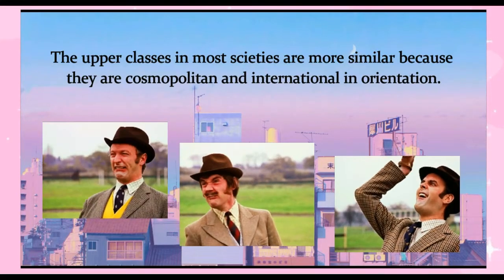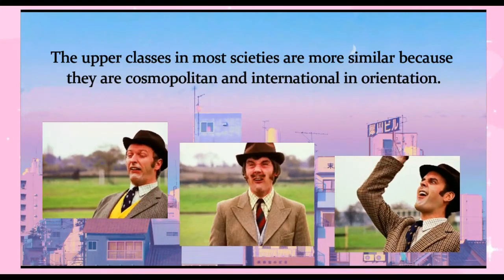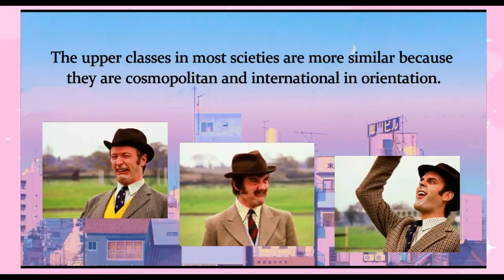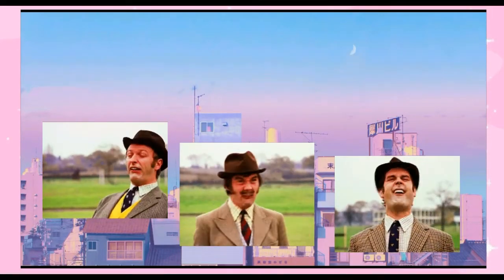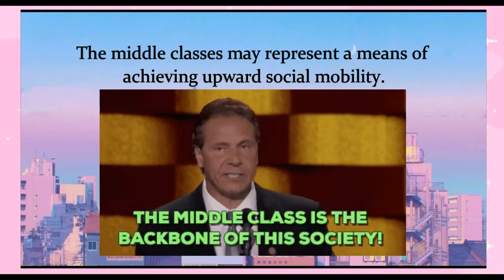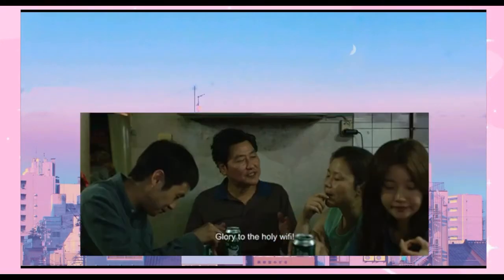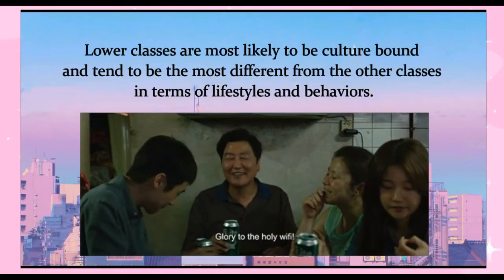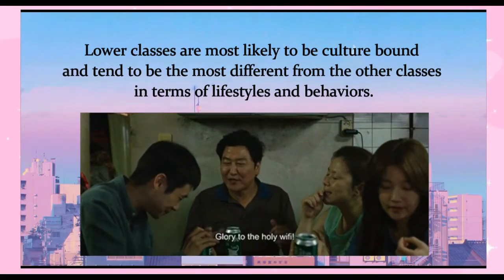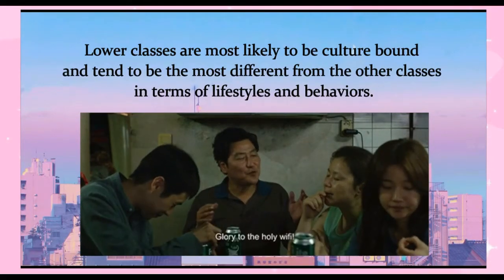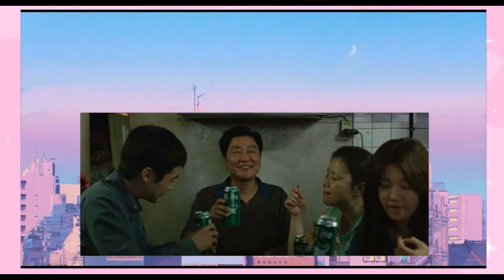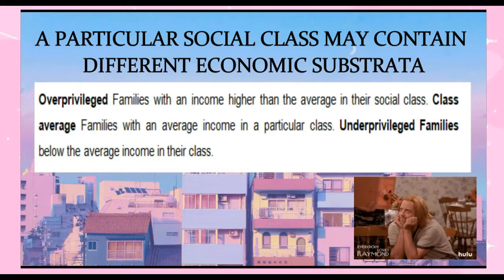The upper classes in societies are more similar to each other because they are cosmopolitan and international in orientation. Middle classes may represent a means of achieving upward social mobility. Lower classes are most likely to be culture-bound and tend to be the most different in terms of lifestyles and behaviors. A particular social class may contain different economic substrata.